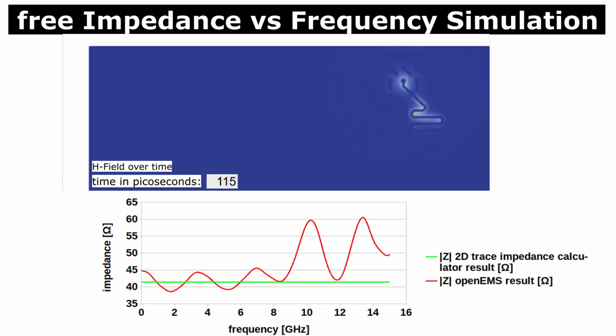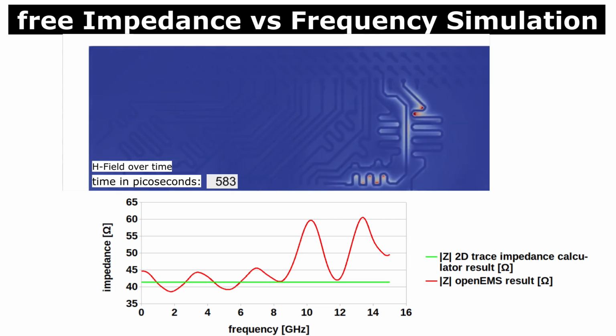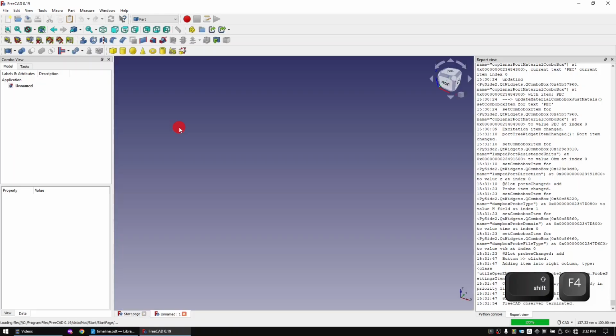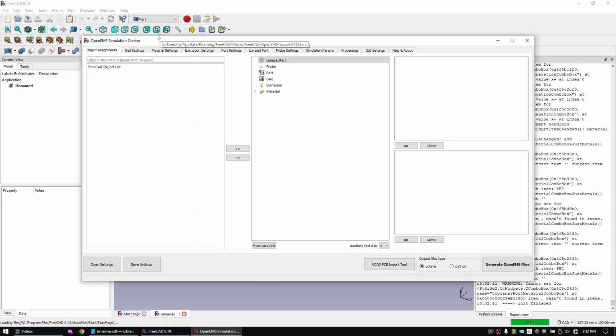In this video, I will show you how to simulate the trace impedance over frequency using S11 scattering parameters with KiCad and openEMS. Let's simply start with the simulation process. First open FreeCAD, then create a new project and start the FreeCAD to openEMS macro. If you're new to this channel, please first watch the tutorial video on how to install openEMS. The link to it is in the description.